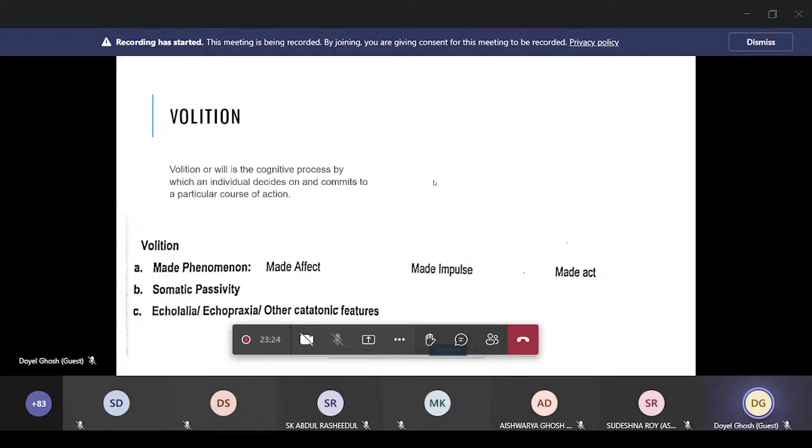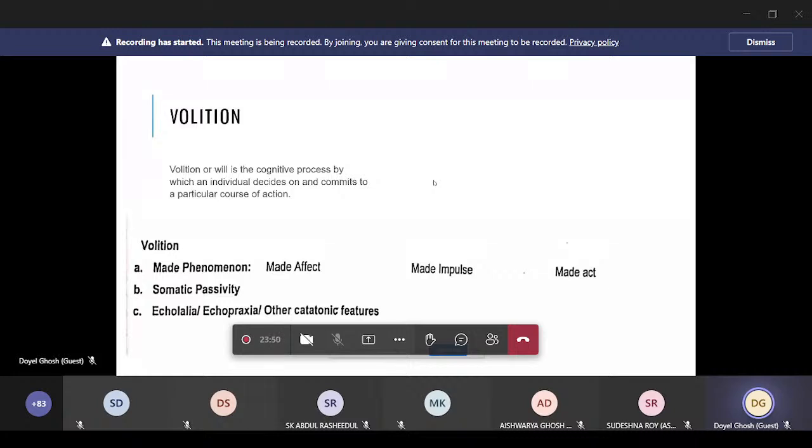What is made affect? Whatever I'm feeling, depressed or elated, it's not my affect. I'm made to feel like that. It's someone else's affect. It's not mine. So I'm disowning my affect, and I'm thinking that it's not mine, it's somebody else's. I am made to feel like that.